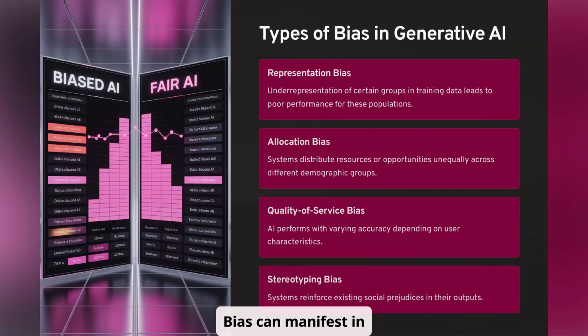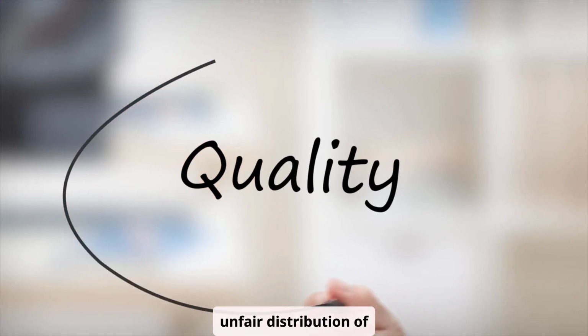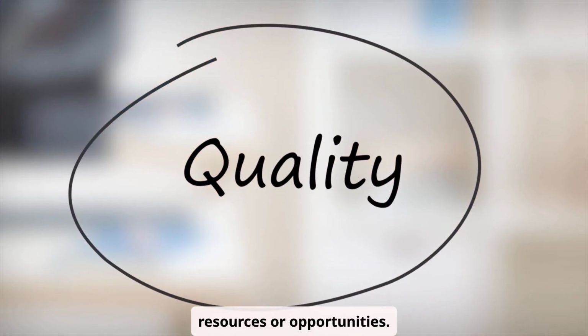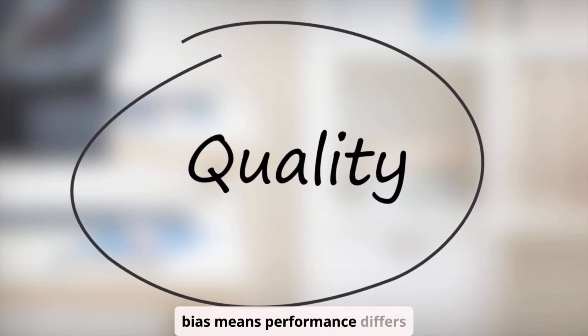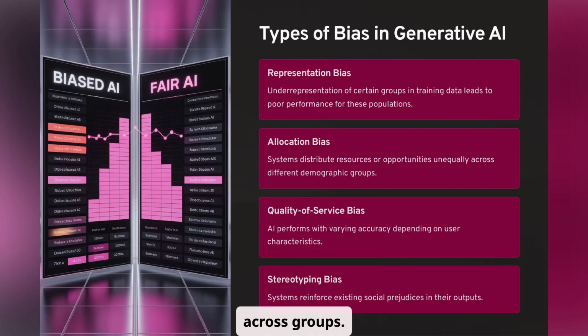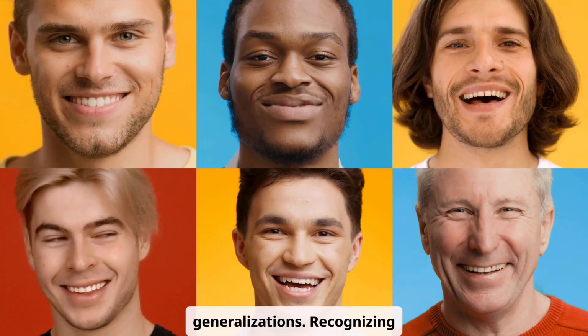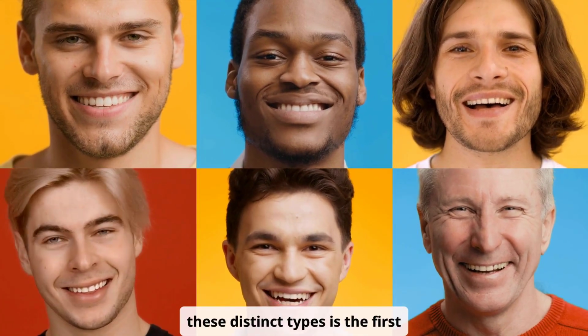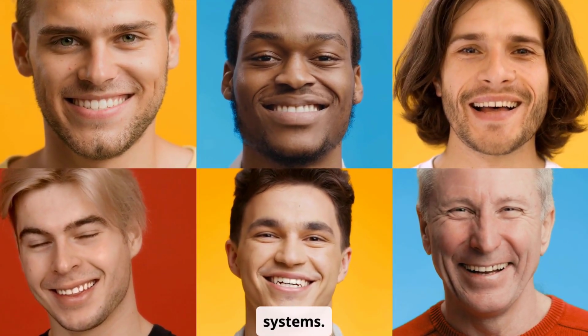Bias can manifest in several ways. Representation bias occurs when certain groups are underrepresented. Allocation bias involves unfair distribution of resources or opportunities. Quality of service bias means performance differs across groups. Stereotyping bias reinforces harmful generalizations. Recognizing these distinct types is the first step in building fairer systems.